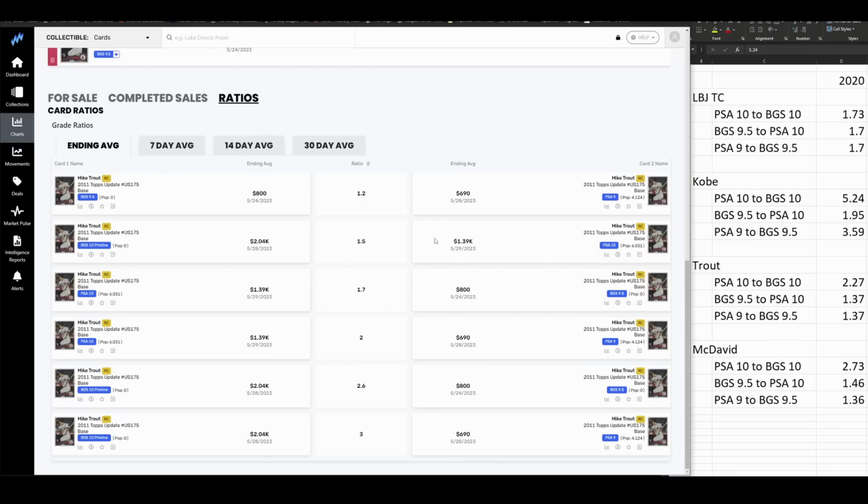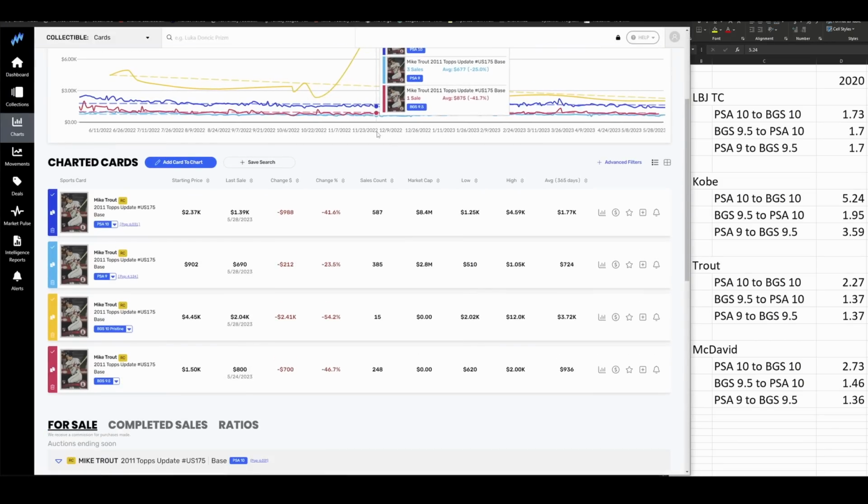Not great for Beckett. And then once again, looking at the last 1 year charts, PSA 10 down 40%, so big drop there, but you see the BGS 10 Pristine down 55%, along with the Beckett 9.5 down 46%. So both those slightly harder hit than the PSA 10, and the PSA 9 actually only down 24% on this one.